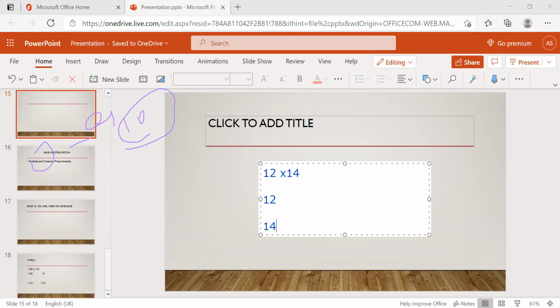It is more than the base value. How much is it extra? Plus 2, right? And here, plus 4. The base value is 10, and I have 14. That means 4 is extra.